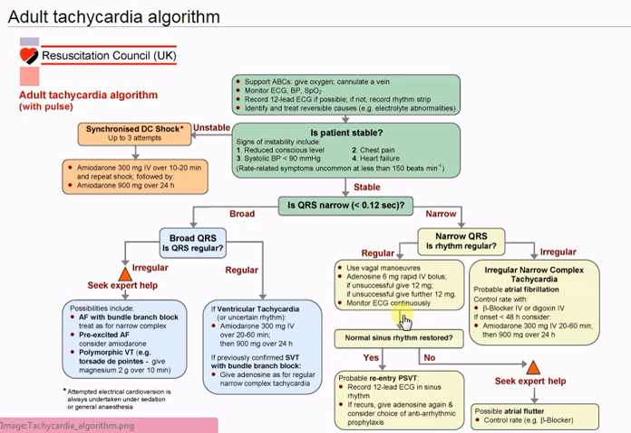Adenosine 6 milligrams rapid intravenous bolus. If unsuccessful, you can double the doses. Give them 12 milligrams. And if it's still unsuccessful, you give a further 12 milligrams. But you need to check the monitor series continuously.